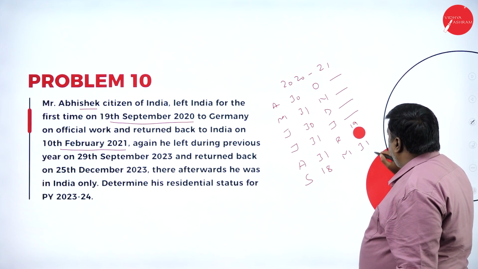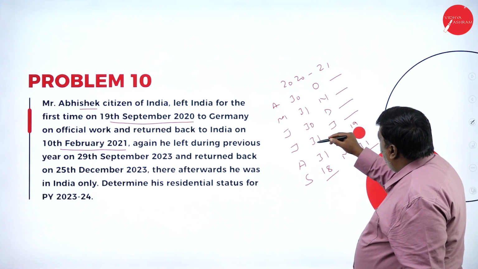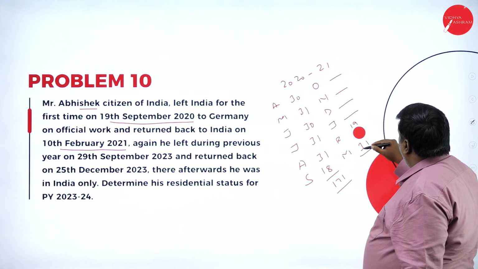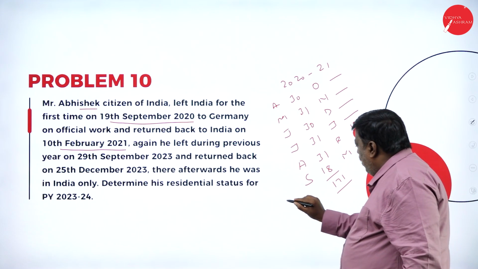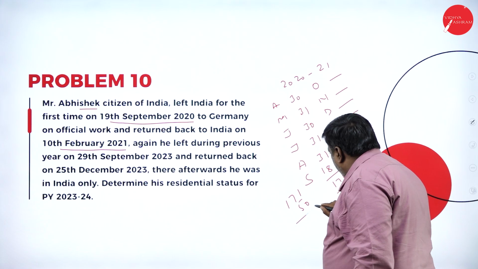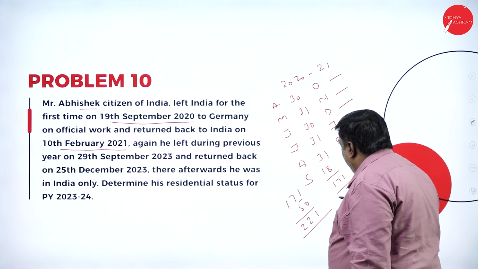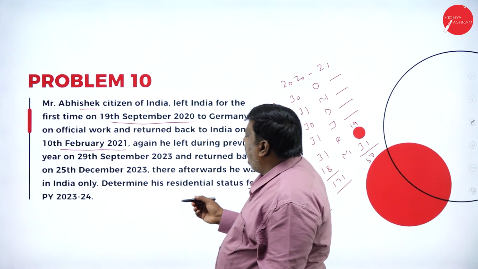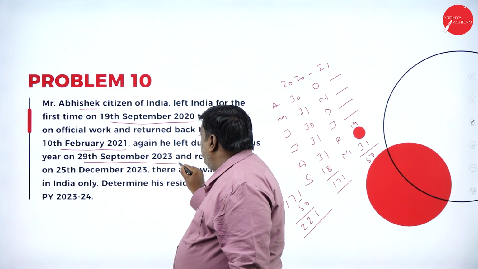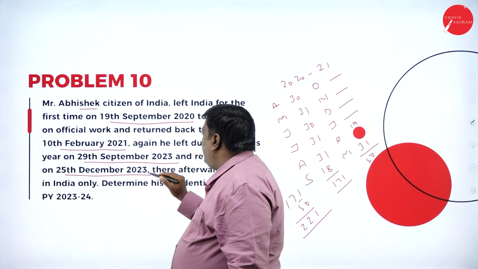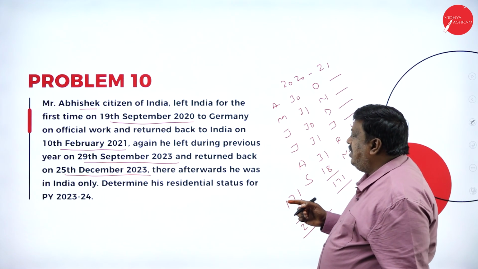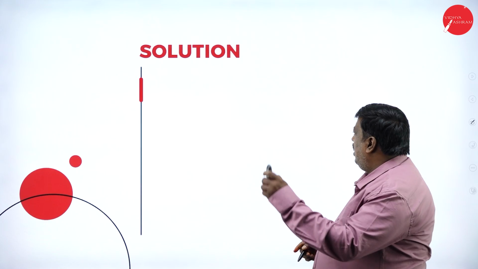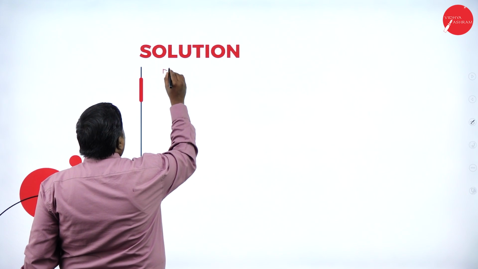And March 31. So total 1, 2, 3, 4, 5, 150, 160, 171 days and 30, 40, 50. So totally 171 plus 50, which is 221 days I was in India during 2020-21. And again I left India on 29th September 2023 and returned on 25th December 2023. So during the previous year, I left India on 29th September and returned on 25th December. Now, I'm Mr. Abhishek.